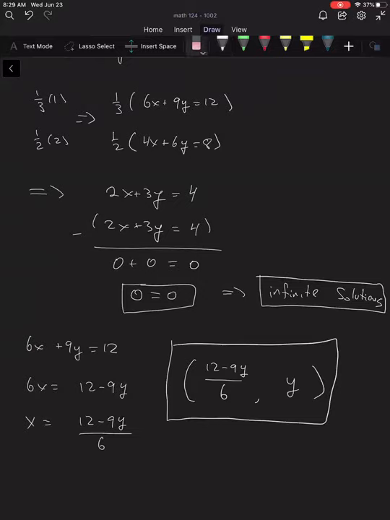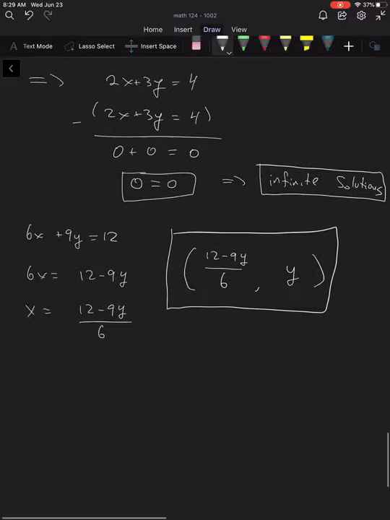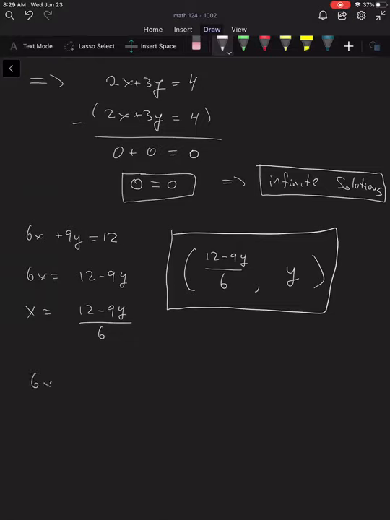But say if we wanted, instead of solving for x, we can solve for y. In this situation right here, we ended up solving for x, so we could also solve for y. So that's another way to represent an infinite solution. So let's take that same equation, 6x plus 9y is equal to 12. Now let's solve for y. So we get 9y is equal to 12 minus 6x. Divide the 9 over. y is equal to 12 minus 6x over 9.